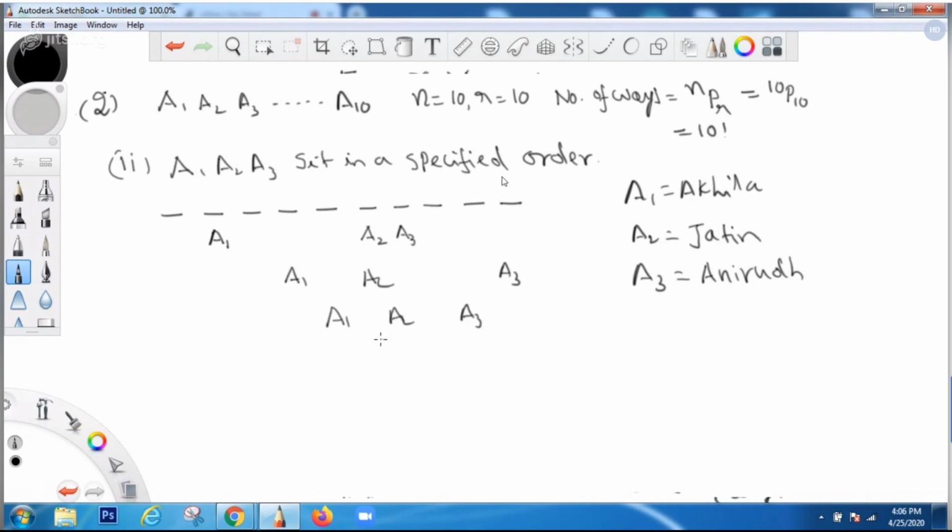So the question is that A1, A2, A3 sit in a specified order, a particular order. That's the meaning of it. So how many ways can these 10 be arranged? A1 to A10 can be arranged, but the condition is between these three only. The condition is A1, then A2, then A3, wherever they may be in the 10 places. Like that the question is asked.